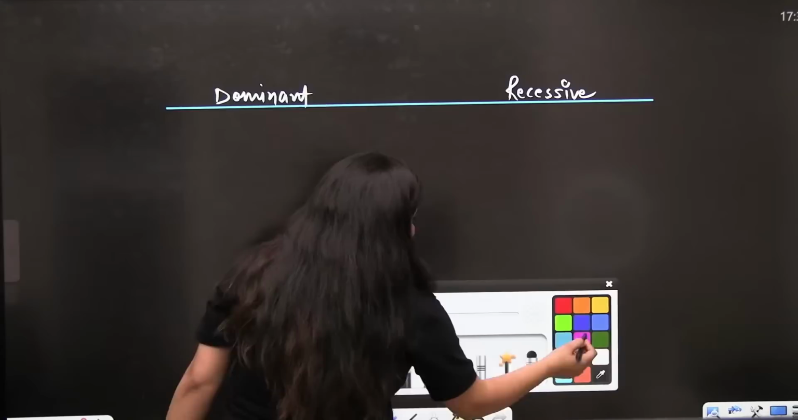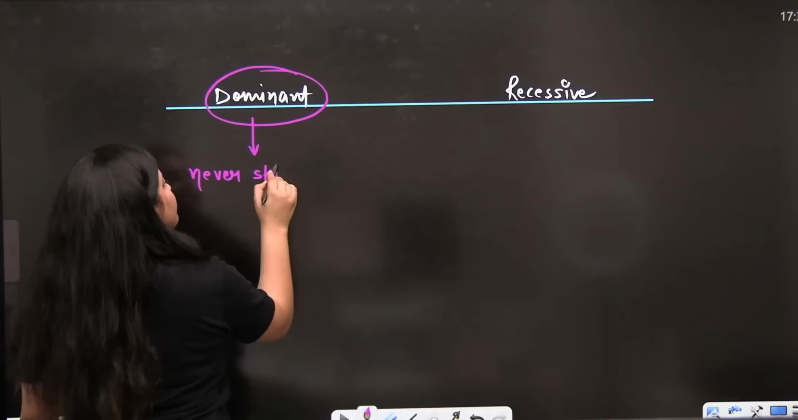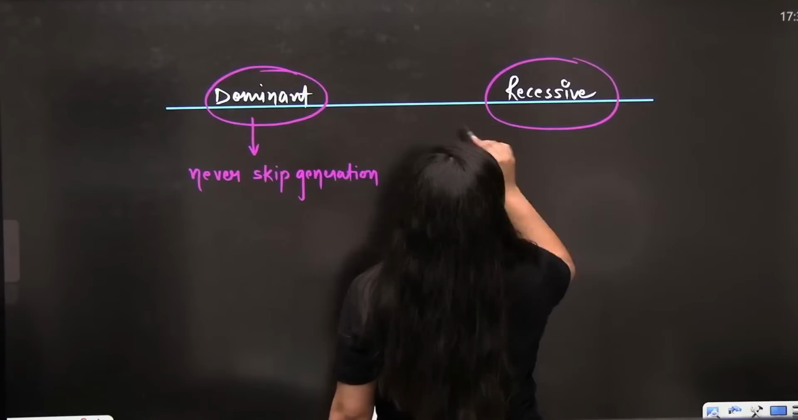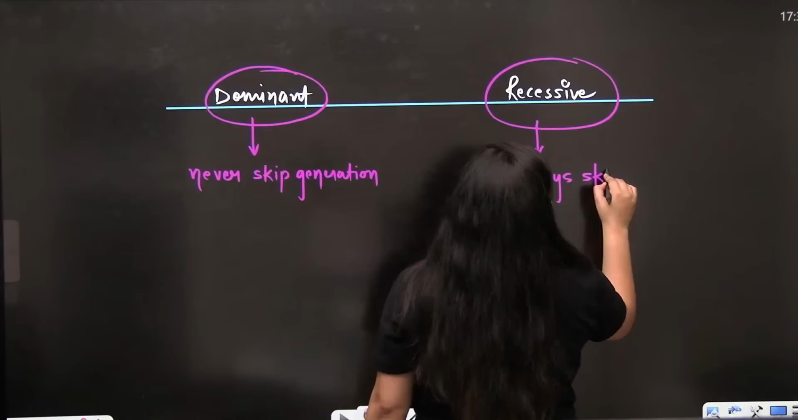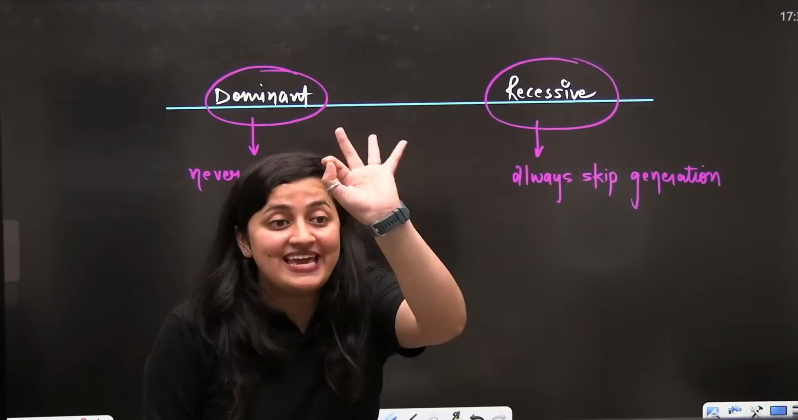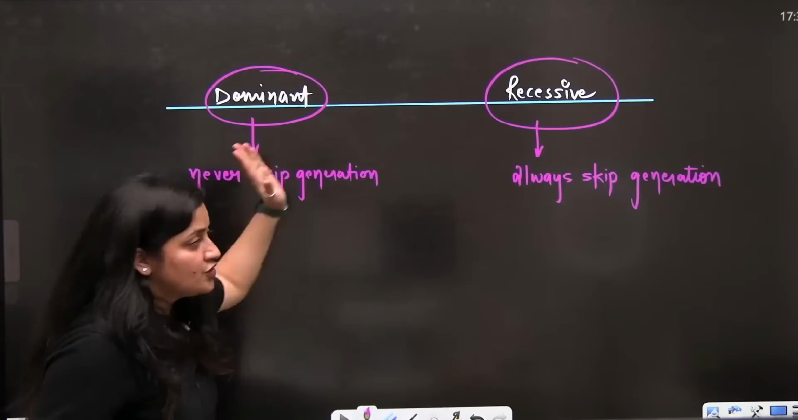See, any character which is dominant will never skip generation. Guys, it is very, very important. When it is recessive, it will always skip generation. Are you getting my point? Never skip generation, always skip generation. Key word, key point, guys.